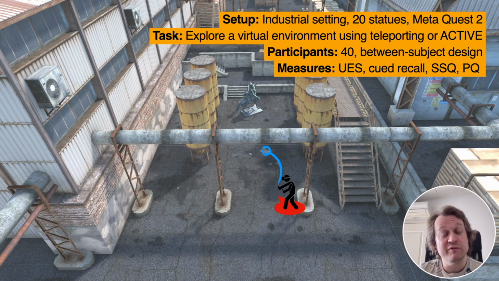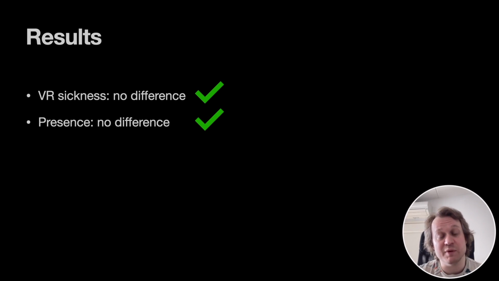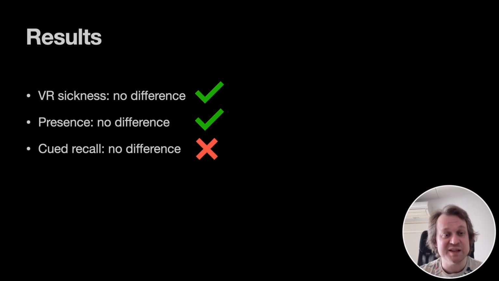So I'll just give a brief overview of results before then summarizing the conclusions that we drew from this. So first, there were no significant differences in VR sickness between active and teleportation. And second, there were no differences in their sense of presence, at least when measured by their sense of involvement and control. So these were both as we'd hoped. Unfortunately, there was no difference in queued recall between the two, but as I'll mention in a few slides, in general, there's mixed results in virtual reality research about whether immersive environments actually have an effect on user recall.